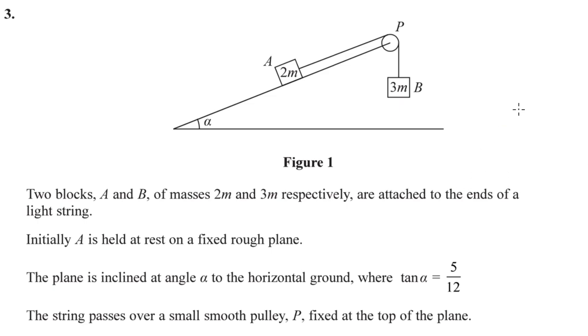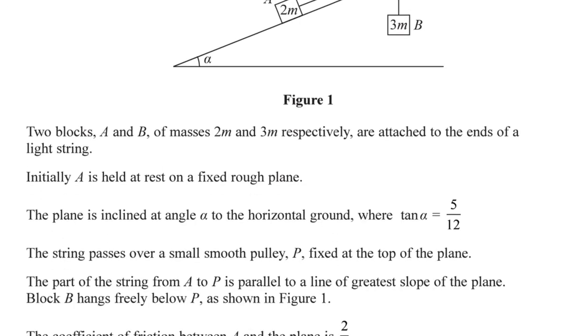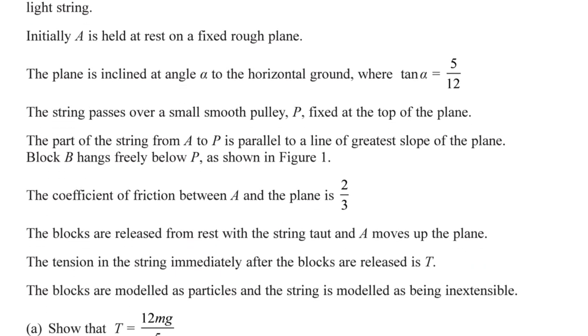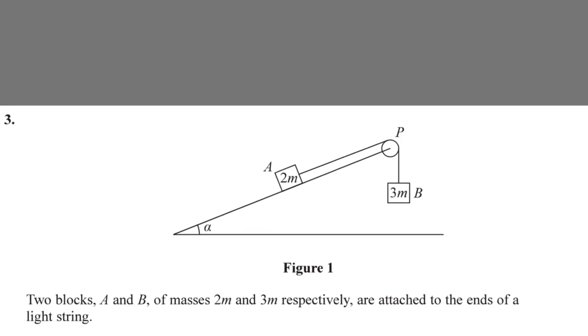Okay, question 3 is a pulleys question. We've got 2 blocks, A and B, masses 2m and 3m, initially held at rest on a rough plane. The angle is such that tan of alpha is 5/12. The coefficient of friction between A and the plane is 2/3. The blocks are released from rest and A moves up the plane. So there's quite a lot of information already that we can write down.